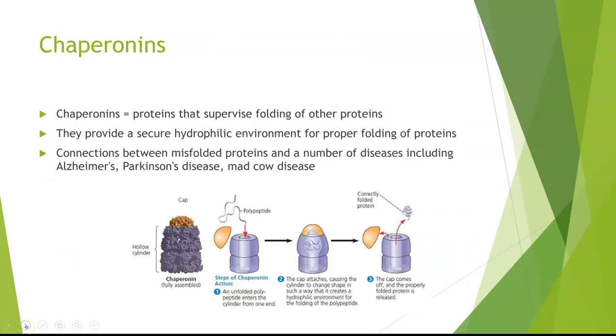Chaperonins are proteins that supervise the folding of other proteins. They actually provide a secure hydrophilic environment so that the protein, the polypeptide chain, goes into it and it gets folded up inside there safely, and then the correctly folded protein exits from the chaperonin. So this has actually been indicated as an error, an issue in a lot of diseases like Alzheimer's and Parkinson's disease, because those are all connected to misfolded proteins.